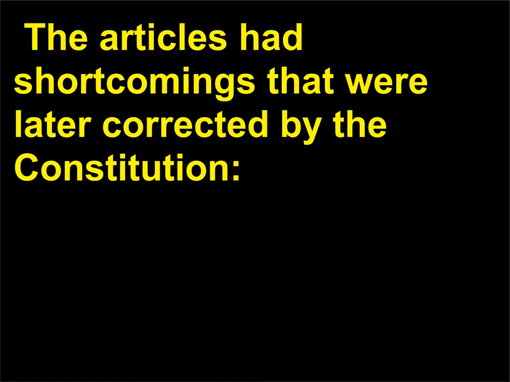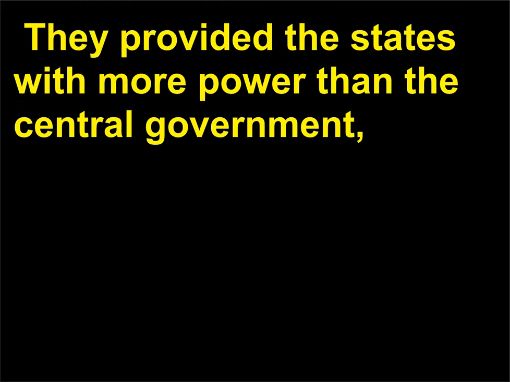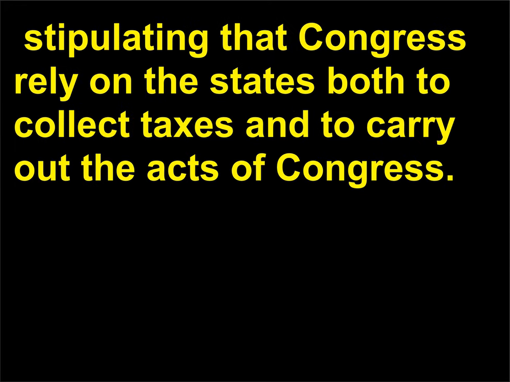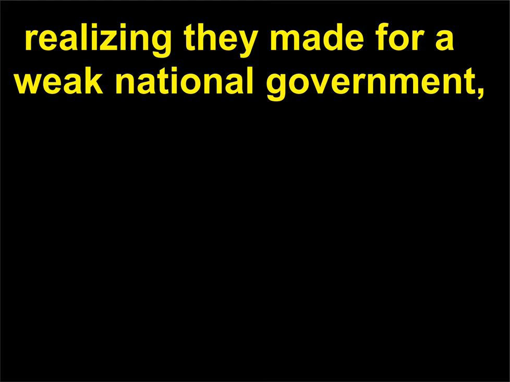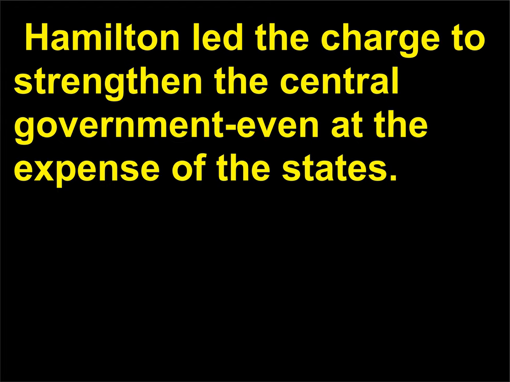The Articles had shortcomings that were later corrected by the Constitution. They provided the states with more power than the central government, stipulating that Congress rely on the states both to collect taxes and to carry out the acts of Congress. It is largely thanks to Alexander Hamilton, 1755 to 1804, that the Articles were thrown out. Realizing they made for a weak national government, Hamilton led the charge to strengthen the central government even at the expense of the states.